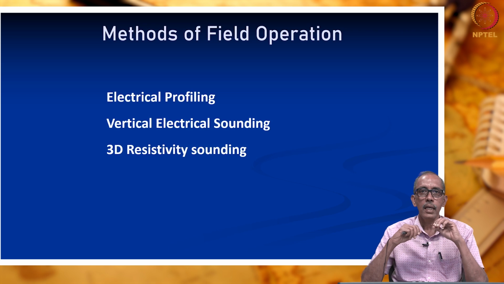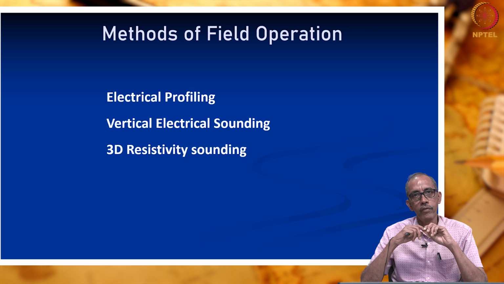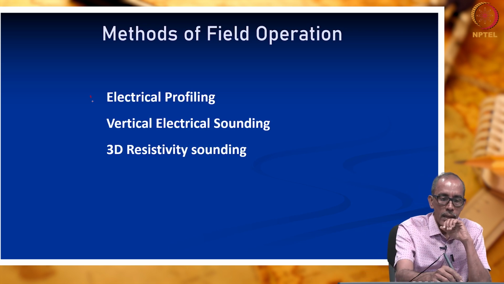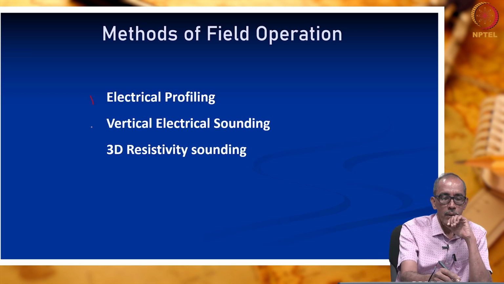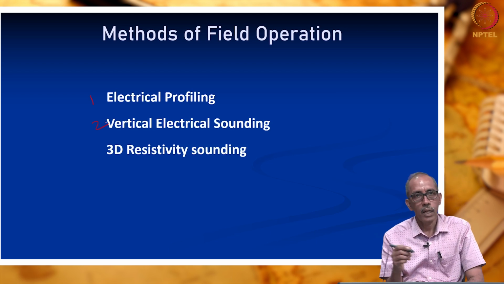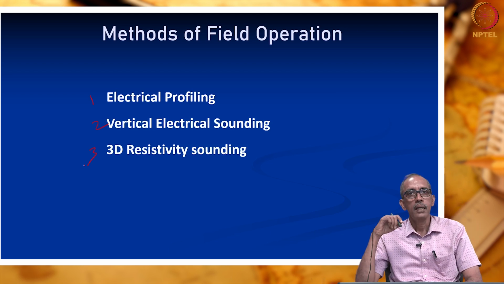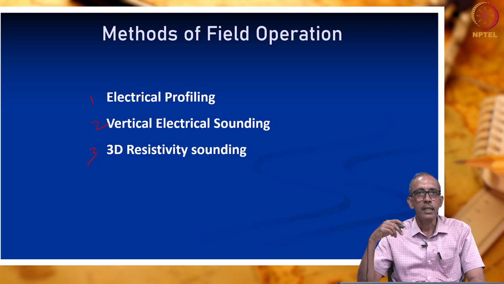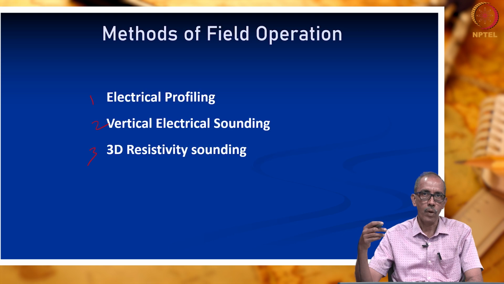There are three principal methods of carrying out the investigation at the field. One is electrical profiling. Number two is vertical electrical sounding. Number three is 3D resistivity sounding. These are the popular methods of carrying out the survey in the field. What are they? We will see one by one. When you should go for which, and how you will carry out profiling, that is what we are going to see.